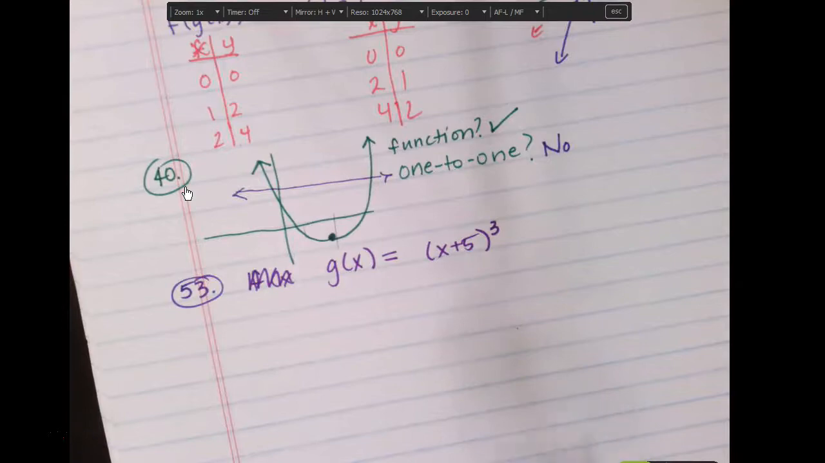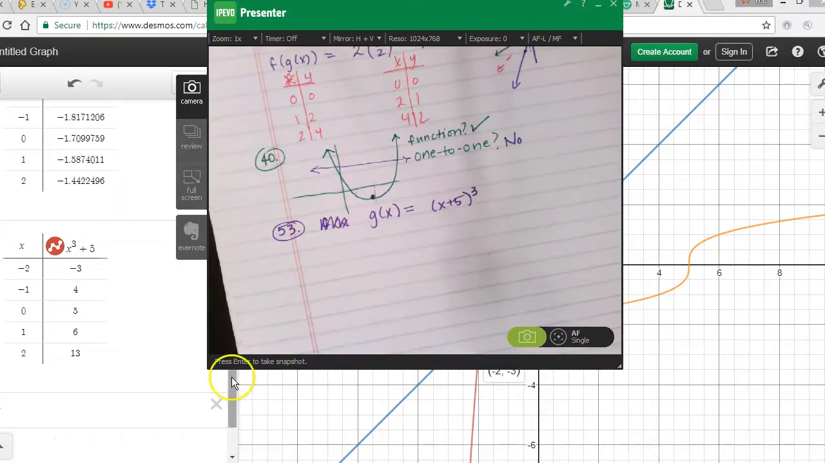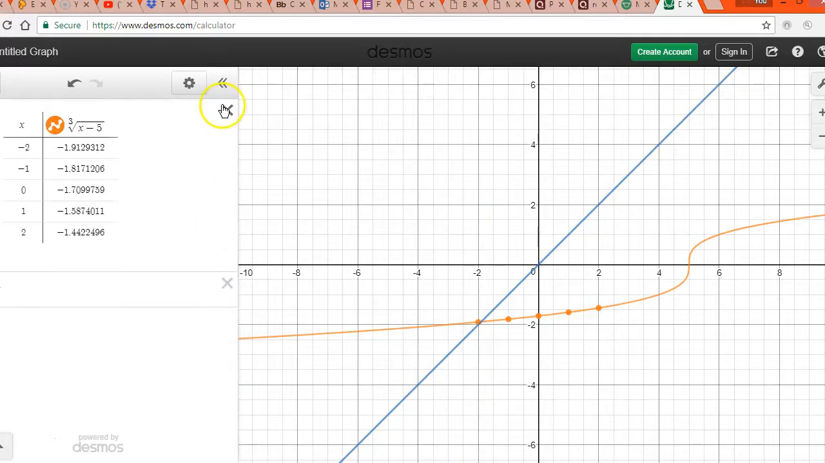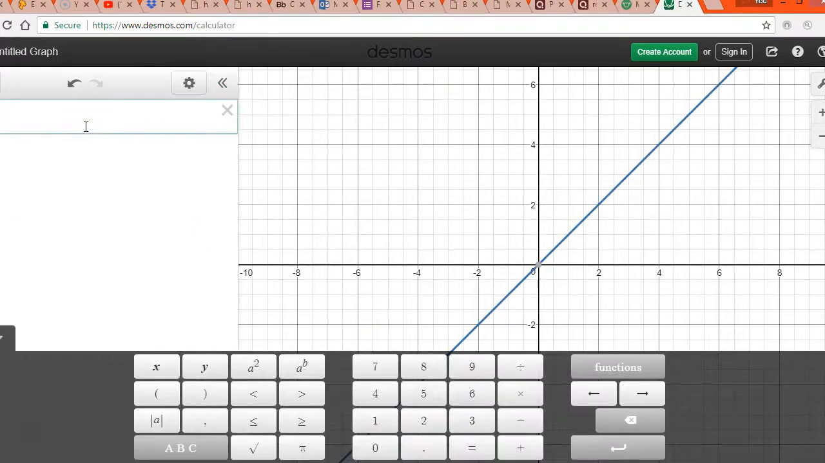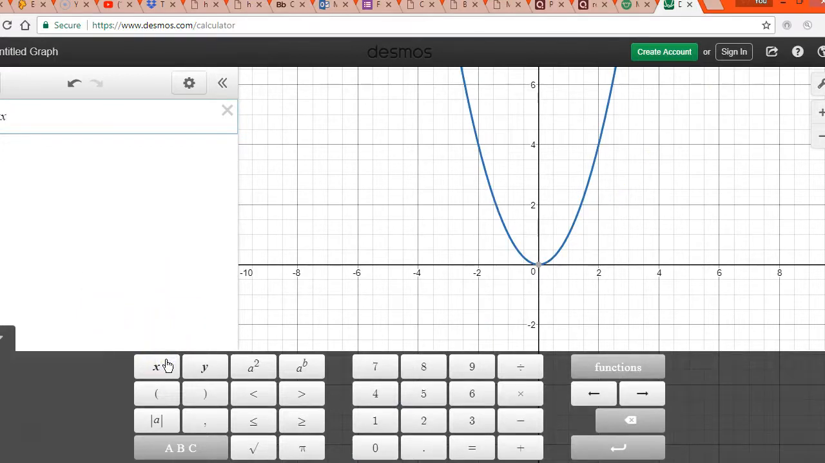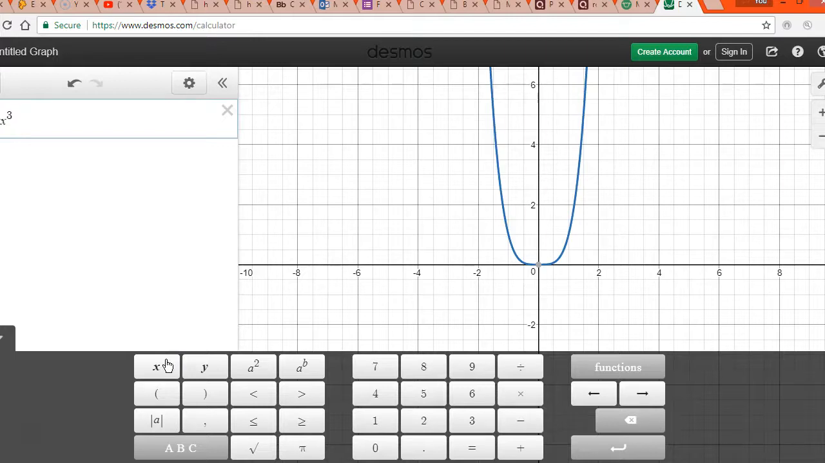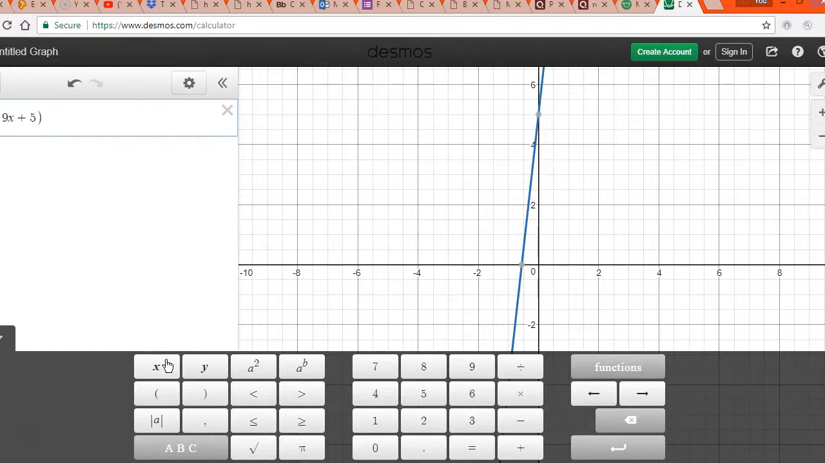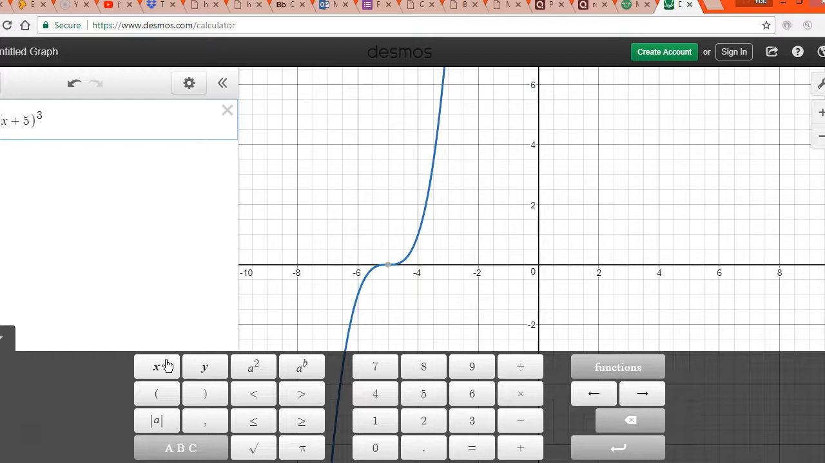And so to graph that, I'm going to go back to Desmos. And I'm going to get rid of these guys. And I want to do x, all right, x plus 5, and the whole thing raised to the third. Oh, I forgot to hit shift on my parentheses. Okay, there we go. (x plus 5) to the third, and that is a horizontal shift of 5 units to the left, which is what I would be expecting.